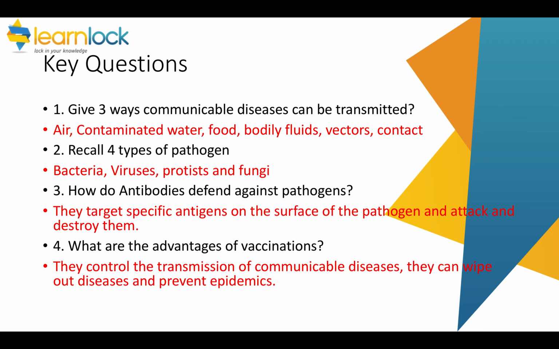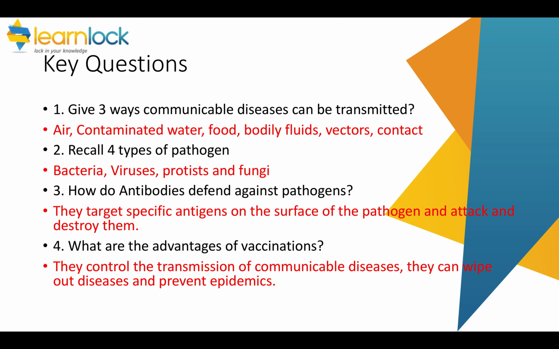Okay, how did you get on? Three ways in which communicable diseases can be transmitted. So any of these three: the air, water, food, bodily fluids, vectors and contact. The four types of pathogen are bacteria, viruses, protists and fungi.